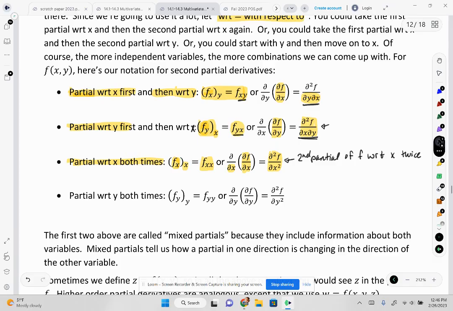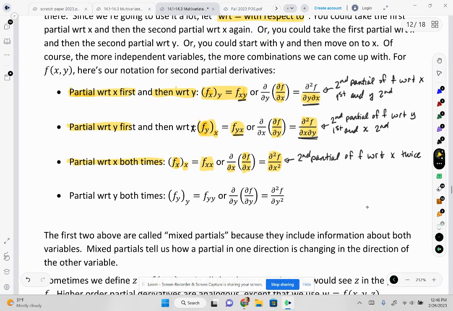Whereas up above, this says second partial of f with respect to y first and x second. And the first one is saying second partial of f with respect to x first and y second.